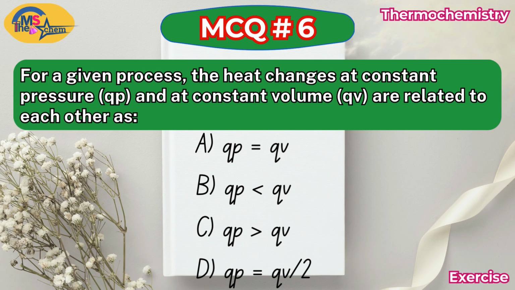For the given relationships, we have to understand that QP is equal to heat at constant pressure and QV is equal to heat at constant volume. So, at constant pressure, work can be done by expanding gases, like in an open container. This means more energy is needed as compared to the reaction in a fixed volume like a sealed container. So, since energy is used for both heating and expansion at constant pressure, we get QP is greater than QV. The correct answer is option C, that's QP is greater than QV.